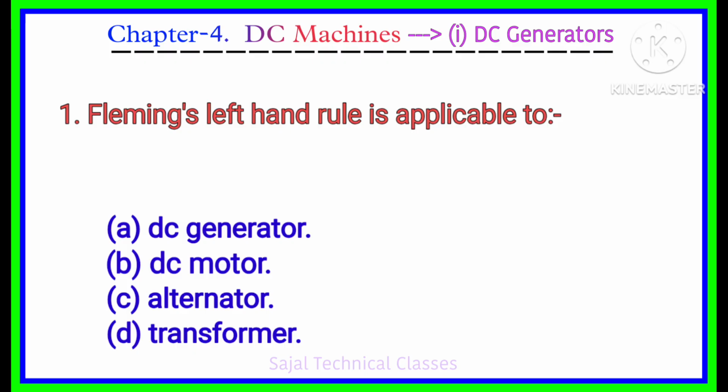First question: Fleming's left hand rule is applicable to option A DC generator, option B DC motor, option C alternator, and option D transformer. Right answer option B DC motor.